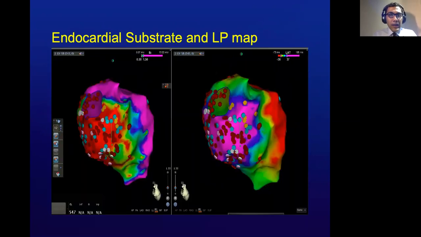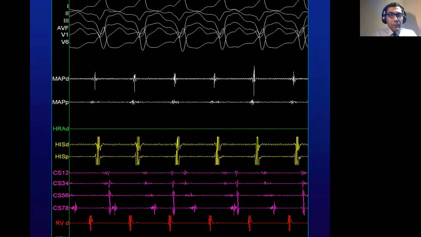Comparing the endocardial substrate map and the late potential map, there was concordance between the two. VT was then induced, and during VT, the signals noted on the epicardium on the CS catheters were similarly delayed and were present in the diastole of the ventricular tachycardia. Similarly, in the endocardium, we were able to find signals which were just presystolic.